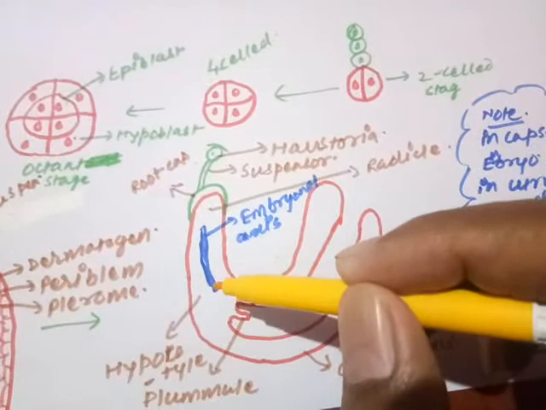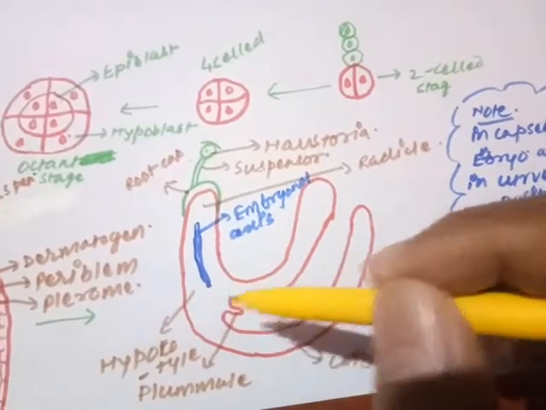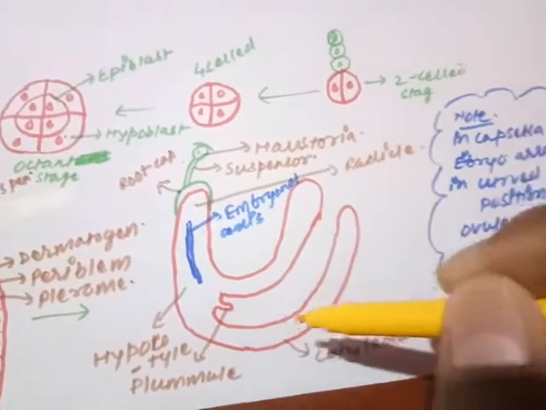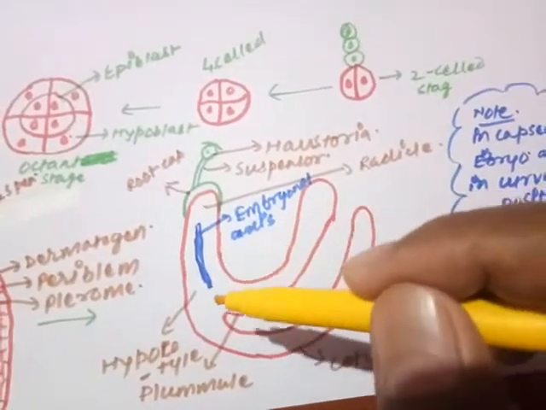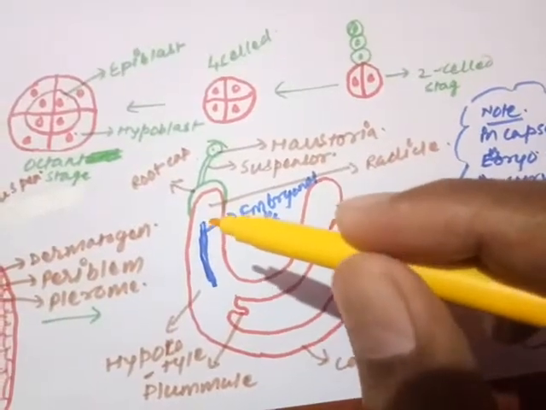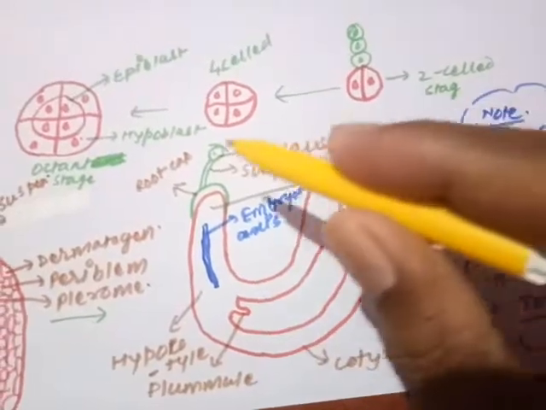Now this is the embryonal axis. This portion is called the hypocotyle, this portion is the plumule, and this is called the cotyledon. And this is the embryonal axis. So this is the hypocotyle and this is the epicotyle.